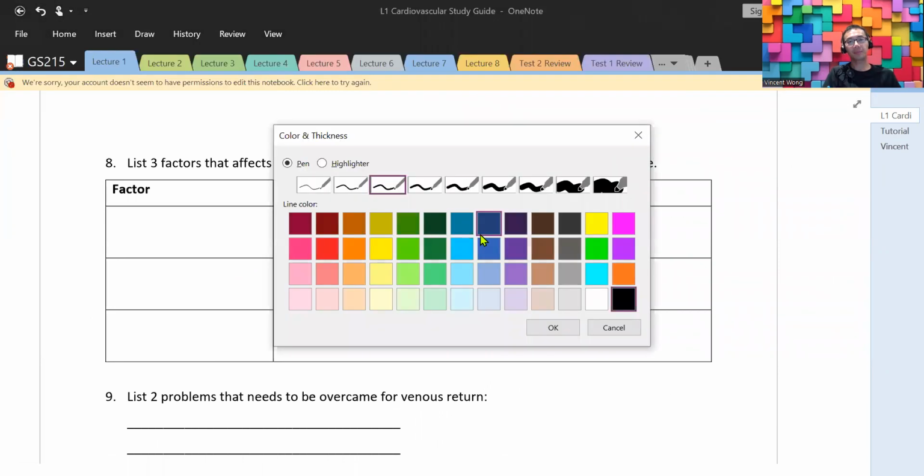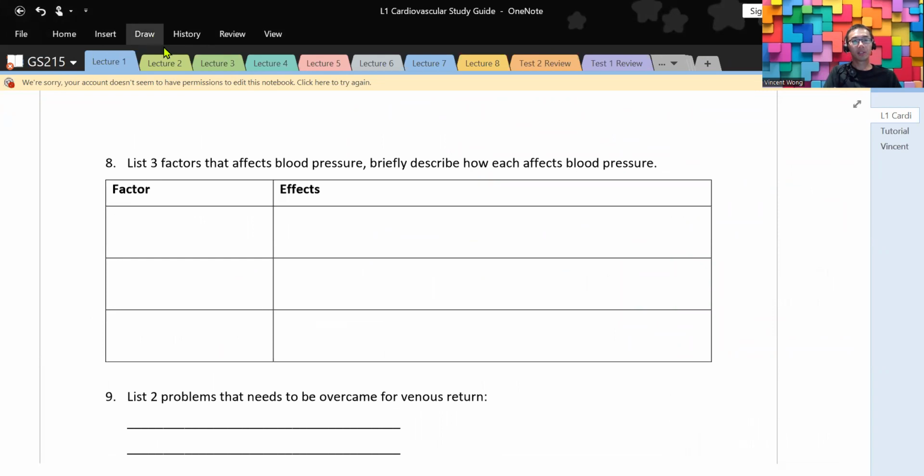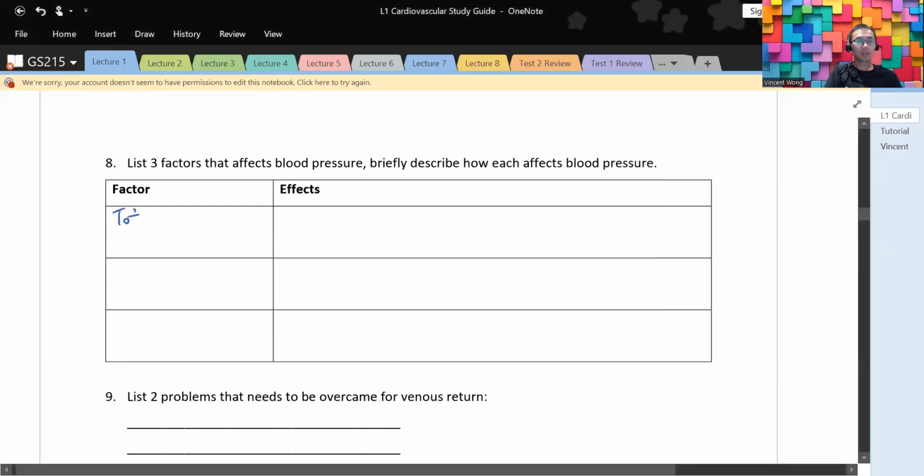Anyone? Total blood volume. Total blood volume, that is correct. That's one of them. Let's write that down first before I forget. Total blood volume. Thickness of the vessel. That's right. Total blood volume first, sorry. Tina said stroke volume. Yes. And another person said the vessel diameter, right? I think that's what I heard.